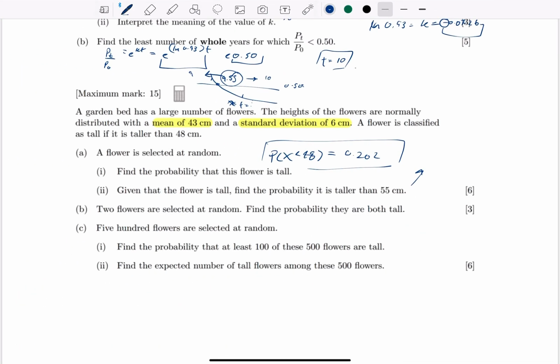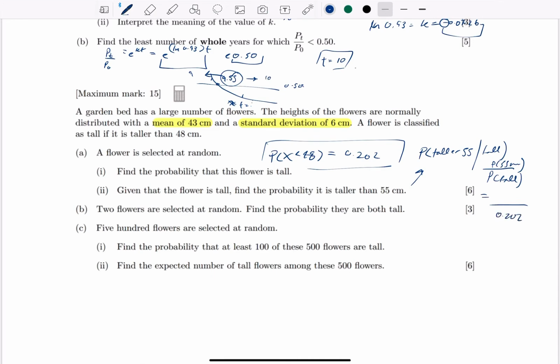This is conditional probability. Probability of taller than 55 centimeters given that it's tall. So when it's given, that means that's the second condition, and it comes after. And so this is just the probability of tall over the probability of 55 cm. Actually, it's the probability that it's both taller than 48 cm and taller than 55 cm, but really that's all just saying that it's taller than 55 cm, because if you're taller than 55 cm, you're also taller than 48 cm. And if you do the quick math here, we know that P(tall) is just 0.202.